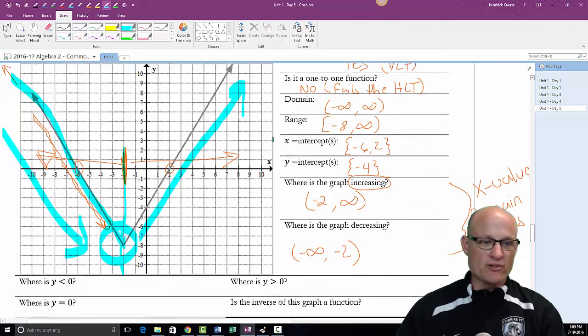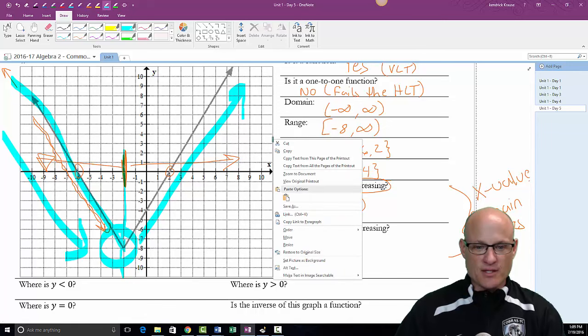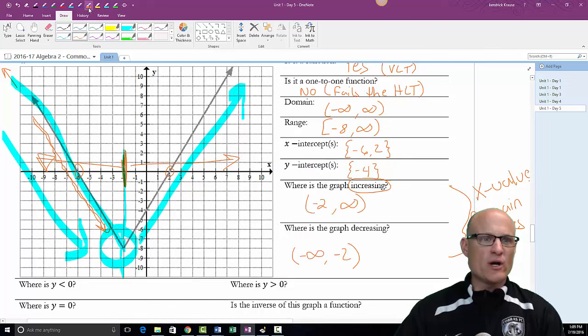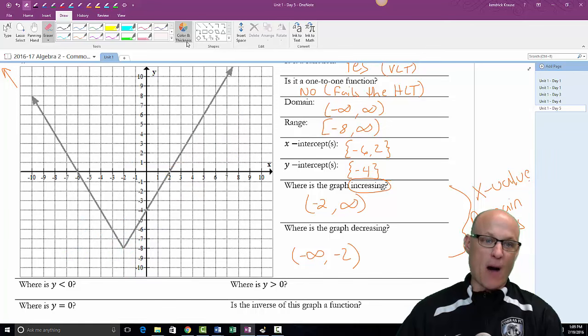Oh, where is Y? I might have to read these off my page here. Where is Y greater than 0? Remember, this means positive. Let me erase all this stuff. Positive means above the x-axis. So if this is now my cutoff, positive, Y greater than 0, this is less than 0.